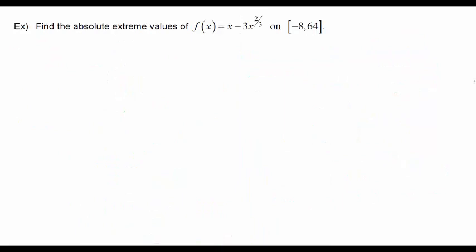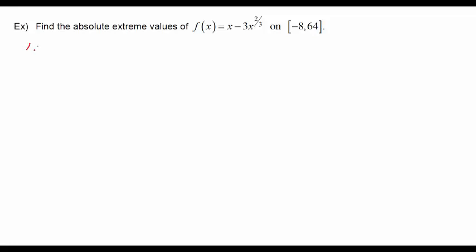Okay guys, this is the last question for section 3.1. Find the absolute extreme values of f of x equals x minus 3x to the 2/3 power on -8 to 64. This function is x minus 3 times the cube root of x squared. The cube root function is defined and continuous on all real numbers. Because f is continuous on all real numbers, it will be continuous on -8 to 64. You can just state that, okay?